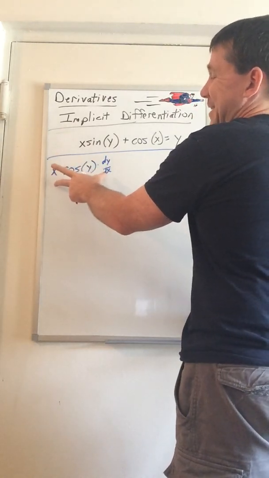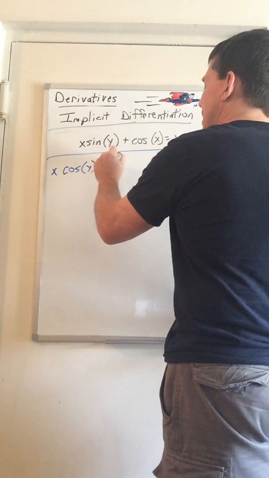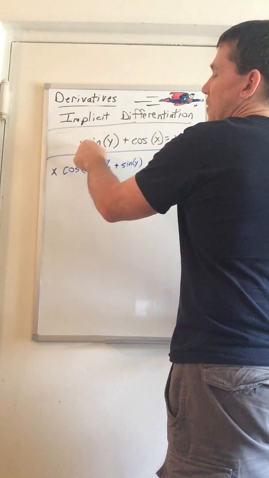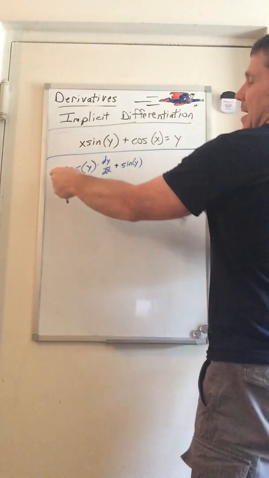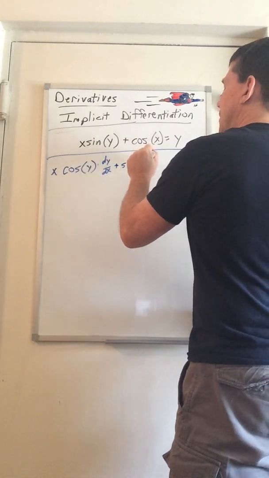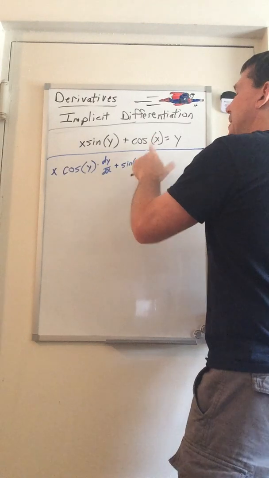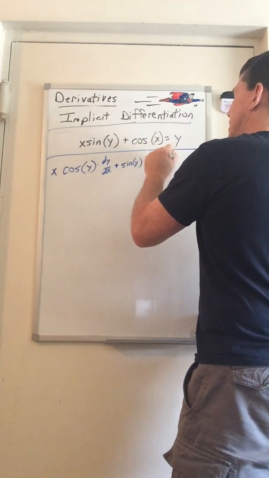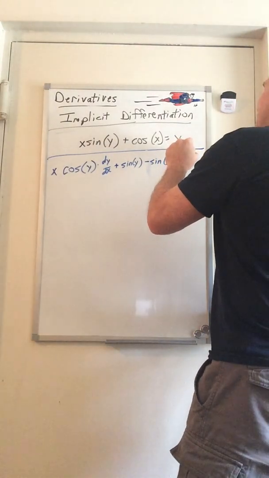I am not done. This is just the first half of the product rule. First, derivative of the second, plus the second, which is sine y, times the derivative of the first. The derivative of x is just 1, so that just drops out. There's my product rule, plus, now the derivative of this. This is just a regular trig function. The derivative of cosine is negative sine x, equals the derivative of y, that's dy dx.